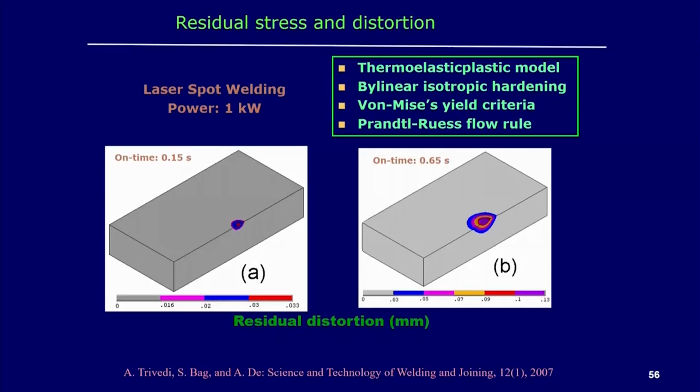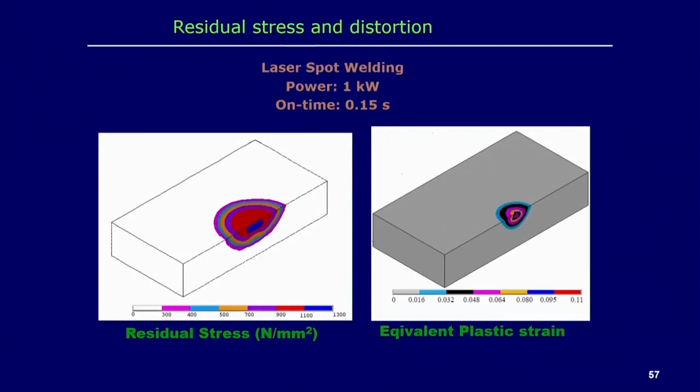Similarly, in laser spot welding, for 1 kilowatt laser spot welding, this is the simulation of the residual distortion. In the first case, if the laser on time is 0.15 second, then the residual distortion is very small and confined to a very small area. But once the laser on time increases up to 0.65 second, the area through which we can observe the residual distortion increases.